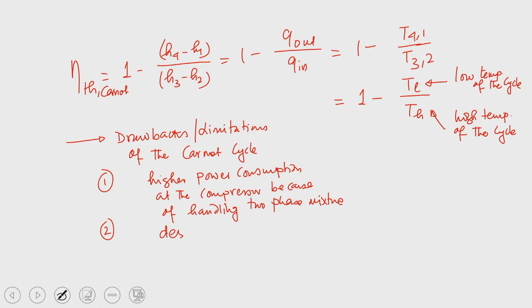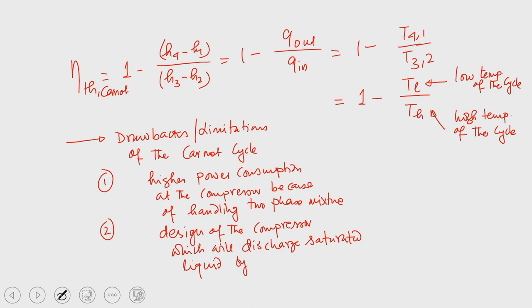So, I am writing: design of the compressor, which will discharge saturated liquid by taking 2-phase mixture at its inlet. Number 3, so these two are the two different drawbacks we have identified.